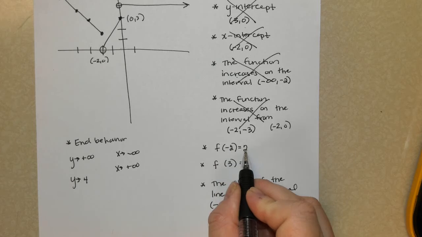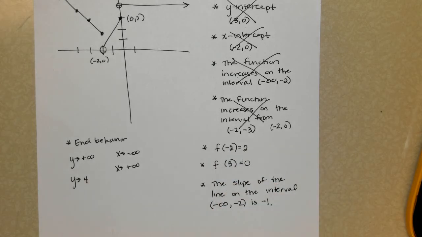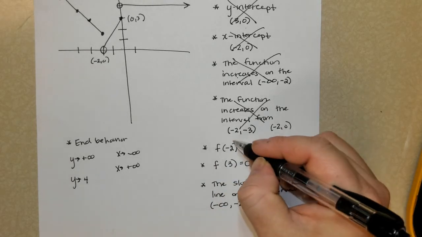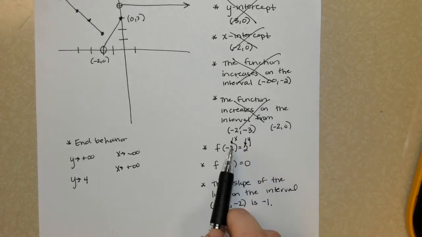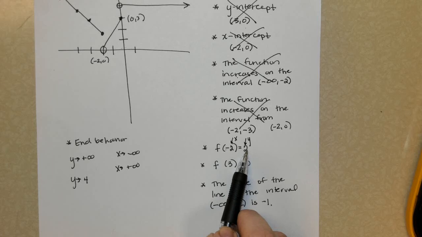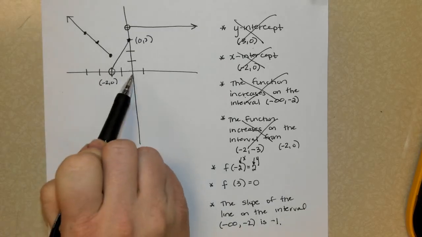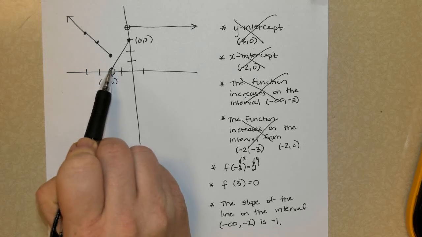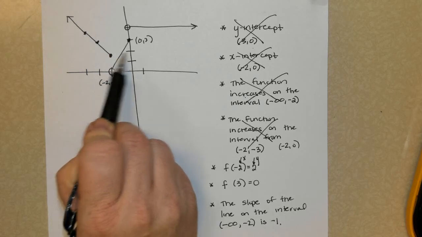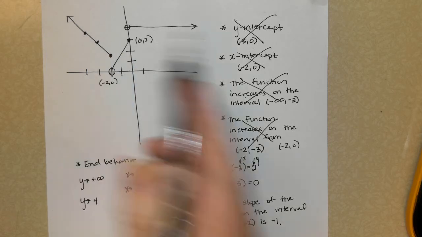F of negative 2 is 2. This describes the x value, and this is the corresponding y value. So is negative 2 corresponding to positive 2? You may say, oh, there's 2 answers. Remember, it's only the closed dot that actually is the point on the function. That is correct.